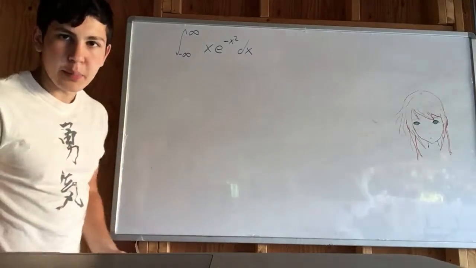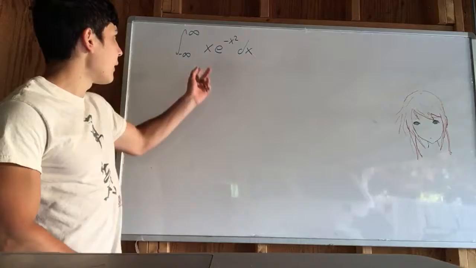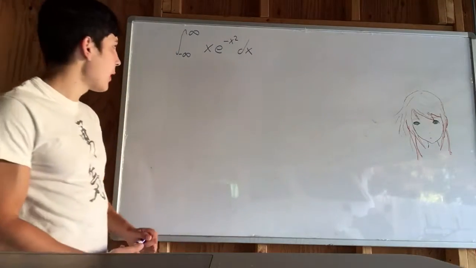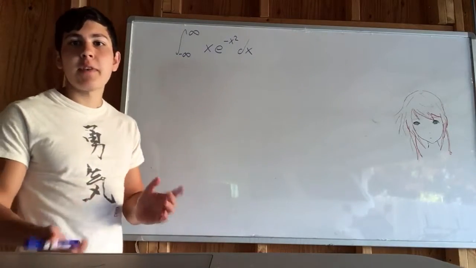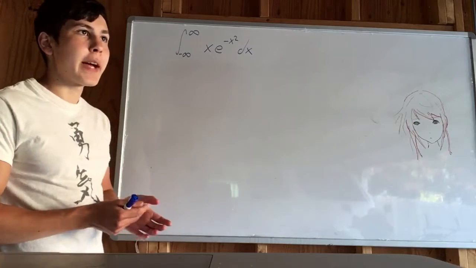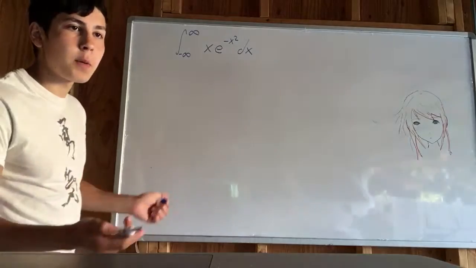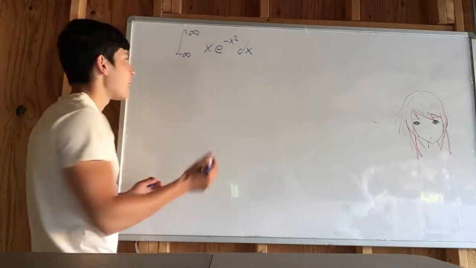Okay, we're going to solve an improper integral. This one goes from negative infinity to infinity. We've got x times e to the power of negative x squared. So when you have an improper integral like this, where you have negative infinity and infinity, you have to split it into two different integrals. The reason for that is because you have to ground it in some kind of real value, because you can't work directly with two infinities.